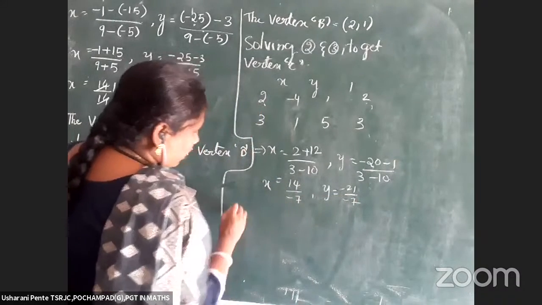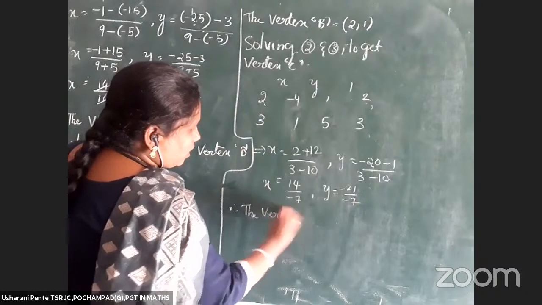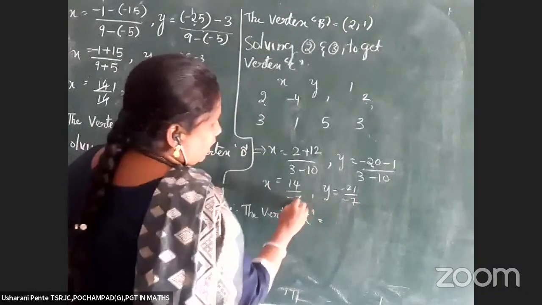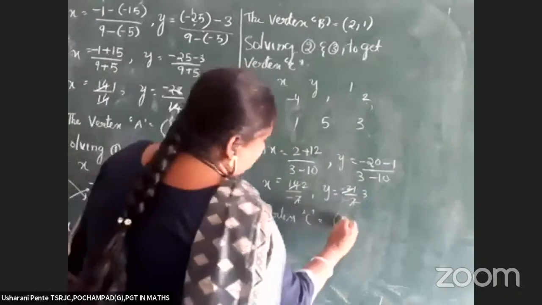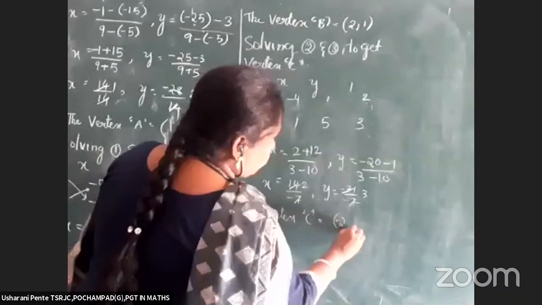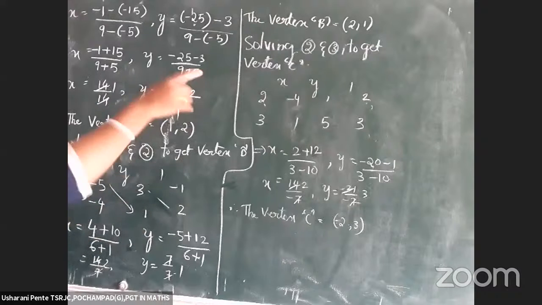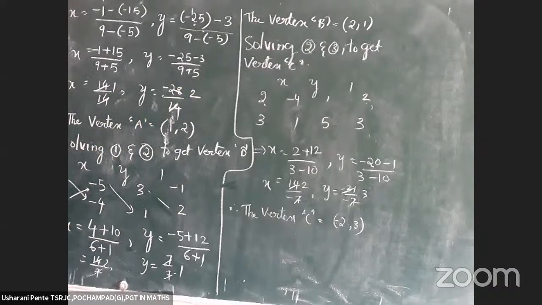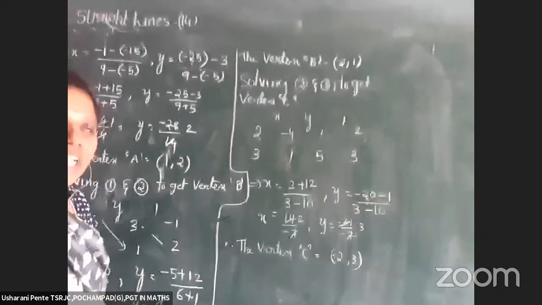So hence what do I get? Therefore, the vertex C, how much are we getting? That is minus 2 and here we are getting 3. So we are getting minus 2 comma 3. So we got the 3 vertices. Vertex A is 1 comma 2. Vertex B we got as 2 comma 1 and the vertex C we got as minus 2 comma 3. So we have found the vertices.